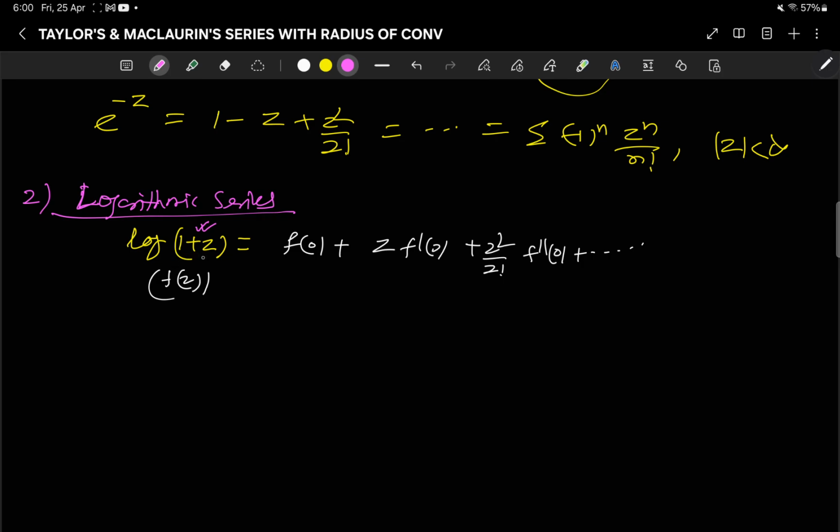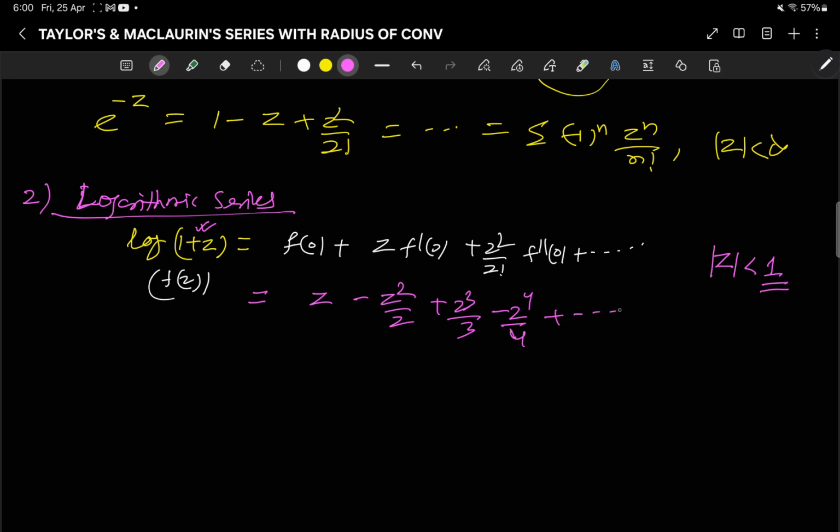So the nearest singular point is minus 1. So what is the distance? The distance is 1 here, right? The radius of convergence is 1 here. So now if we expand it, what will be my series? It will be z minus z square by 2 plus z cube by 3 minus z to the 4 by 4, right?